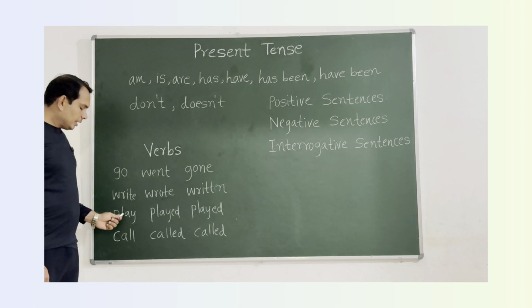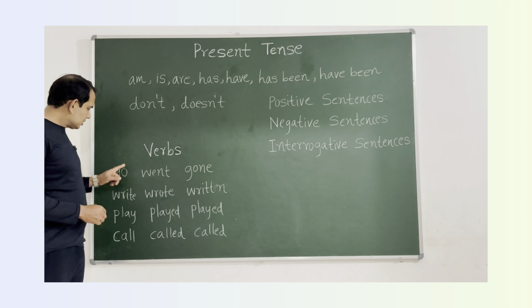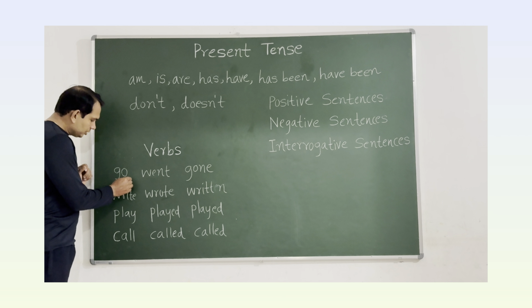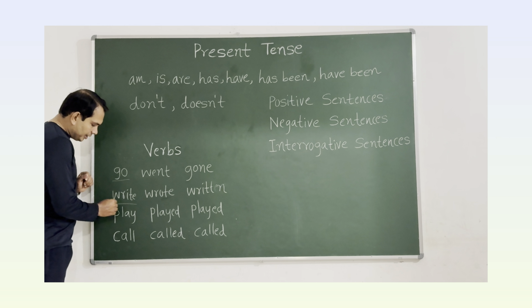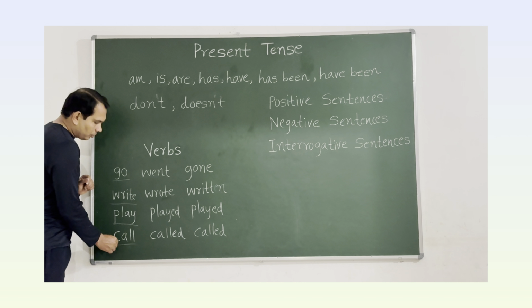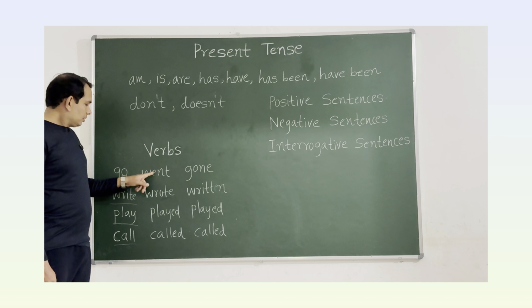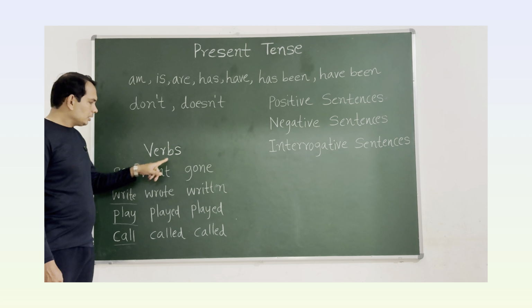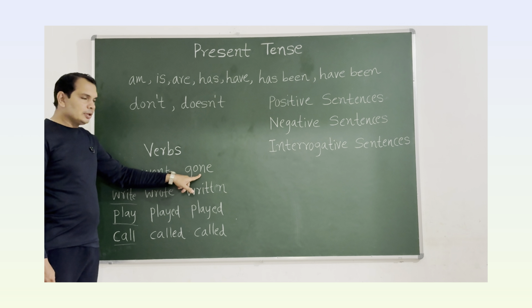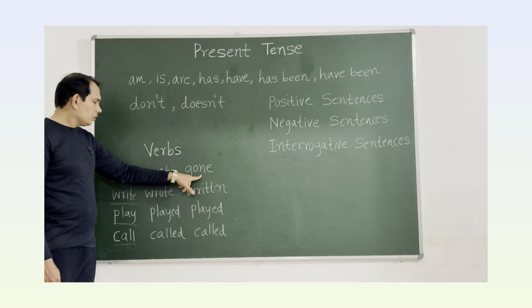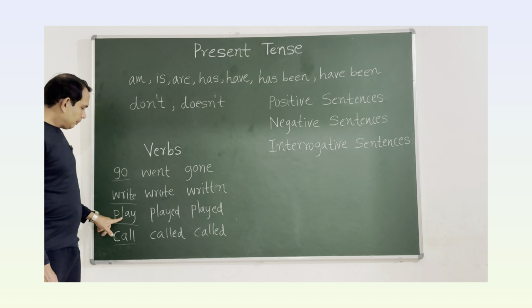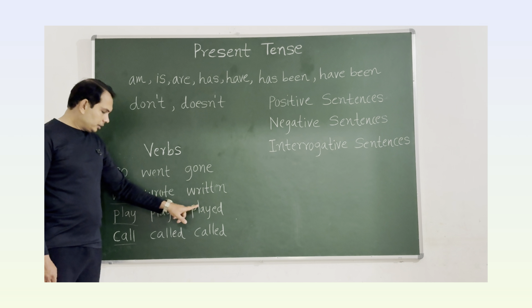Go, write, play, call. These are called verbs in English because they indicate actions. All these words are action words. Go, write, play, and call. Here you can see the past form of the verb go. It becomes went. Past participle form of the verb go is gone. Write, wrote, written. Play, played, played.